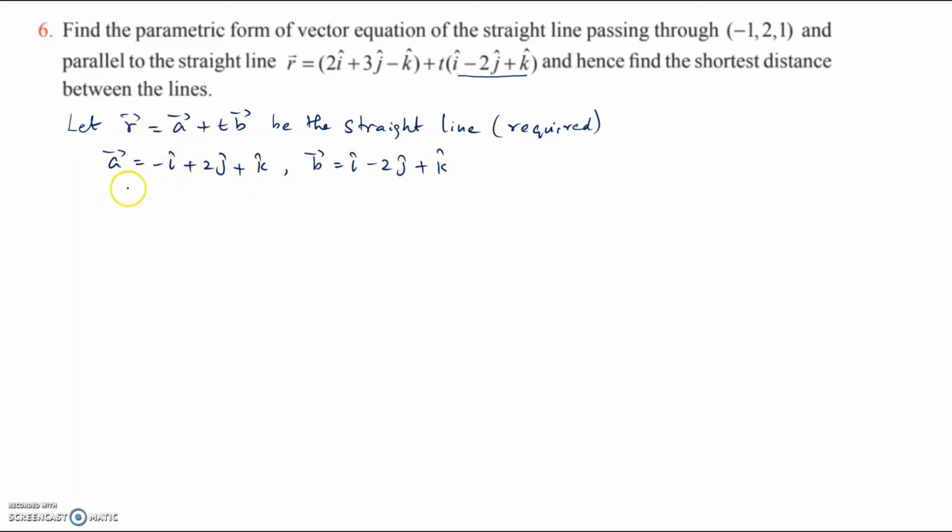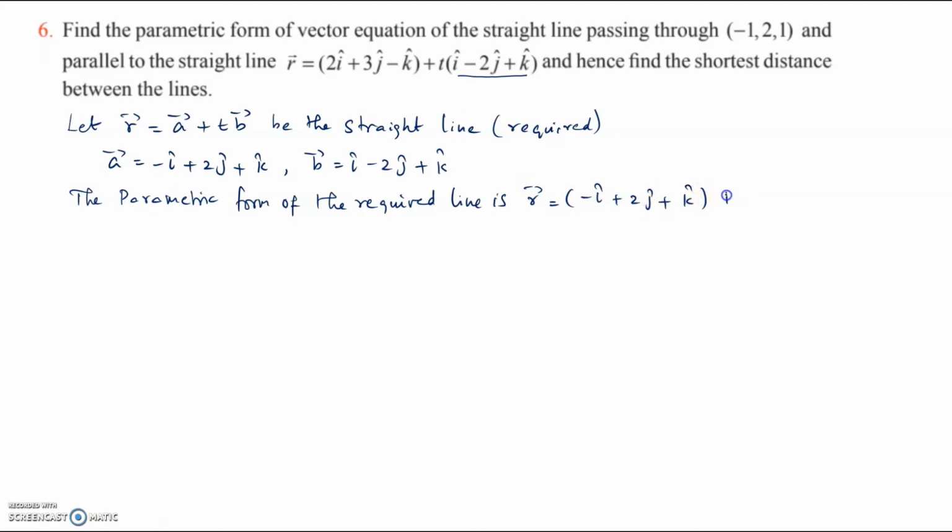So we have the parametric form of the required line as r is equal to, our point is minus i cap plus 2 j cap plus k cap, plus t times i cap minus 2 j cap plus k cap.